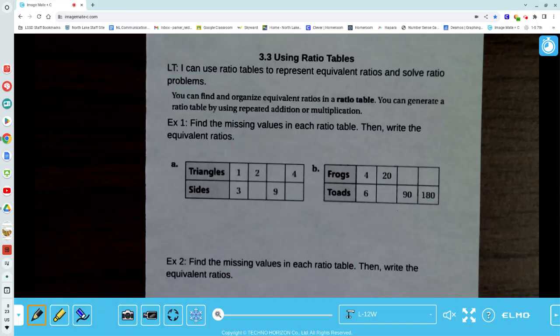Okay, this is 3.3. It is about using ratio tables. So in 3.1, we learned about what ratios are and equivalent ratios. In 3.2, we learned one way to solve ratio problems was using a tape diagram, and today we are going to use another tool called a ratio table. I think a lot of you are going to prefer ratio tables to tape diagrams, but there are uses for both, so that's why we learned both.